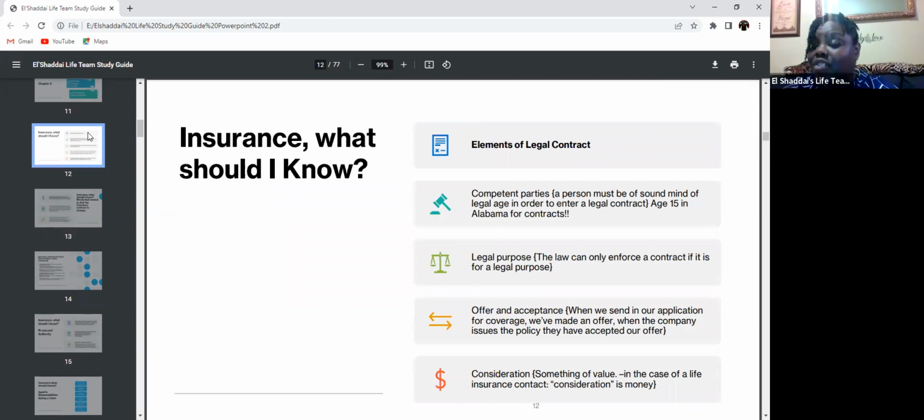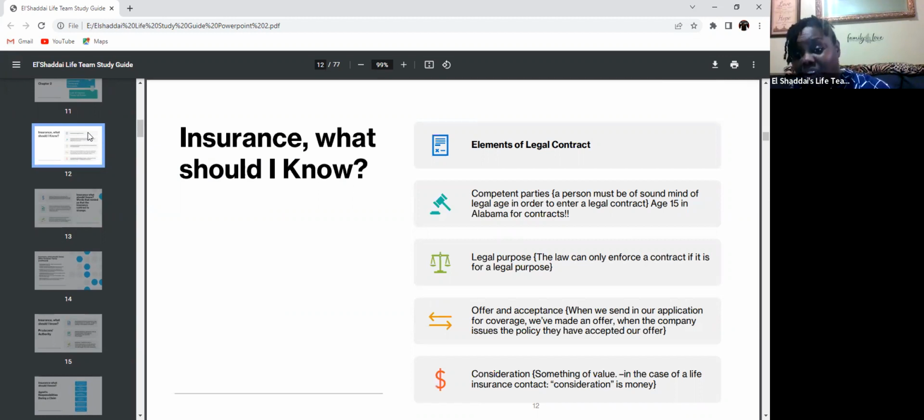Elements of a legal contract, four things we talked about. Elements of a legal contract: competent party. You got to have a competent party. You got to have a legal purpose. You have an offer and acceptance, and you got to have consideration, and that's money.